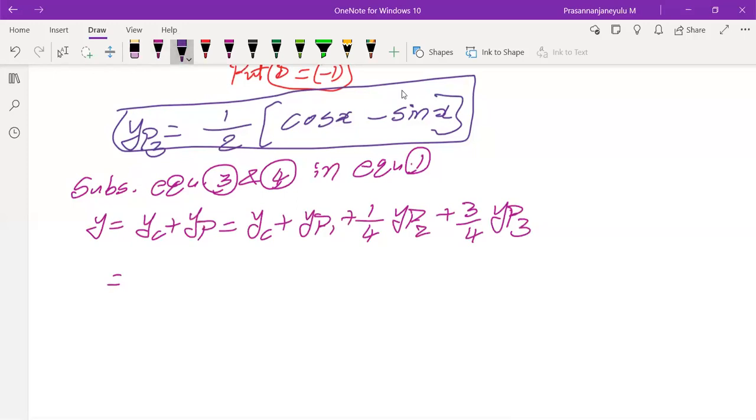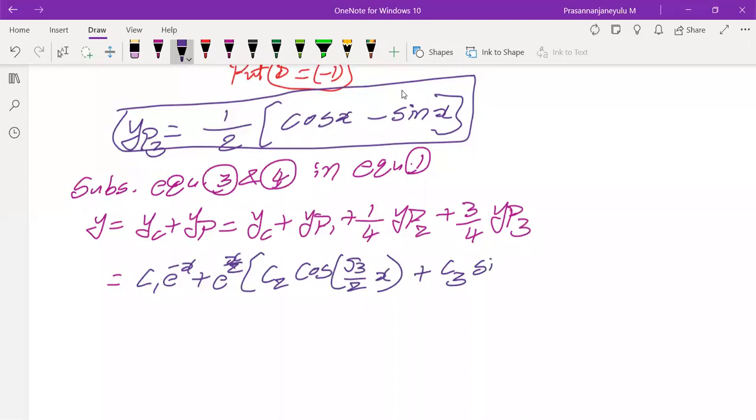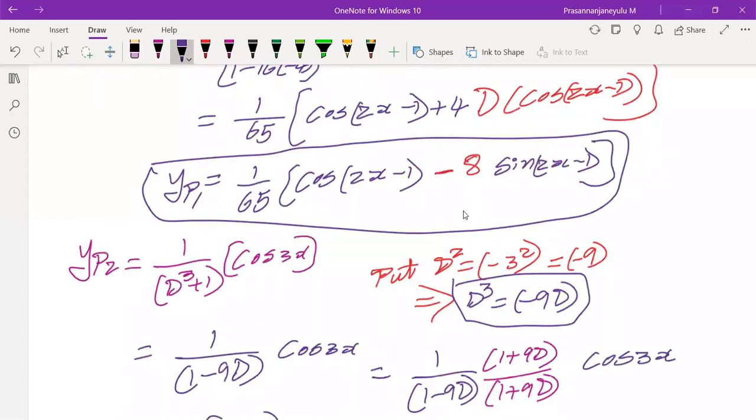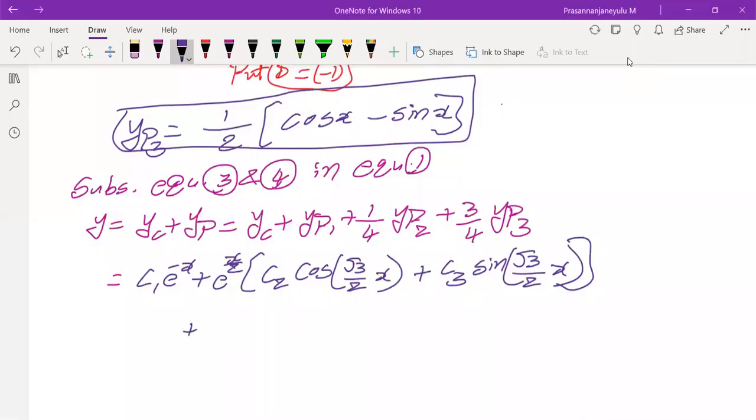So what is our yc? yc is c1 e power minus x plus e power x by 2 into c2 cos of root 3 by 2 x plus c3 sine of root 3 by 2 x. This is only yc. Plus yp1. What is yp1 we got? yp1 is, anybody can remember, 1 by 65 into cos of 2x minus 1 minus 8 into sine of 2x minus 1. So I am substituting the yp1 value: 1 by 65 into cos of 2x minus 1 minus 8 into sine of 2x minus 1.